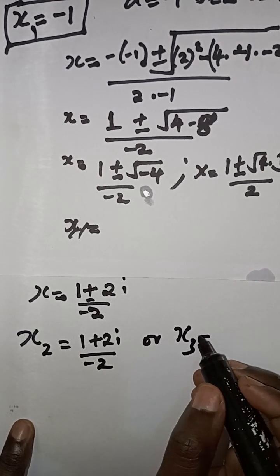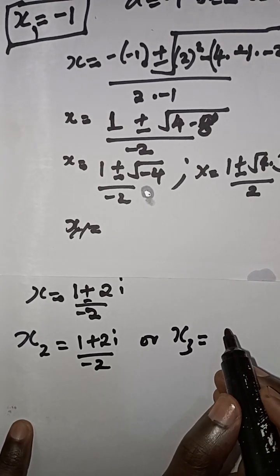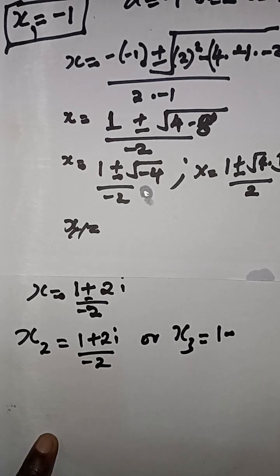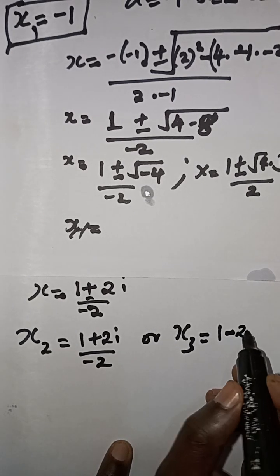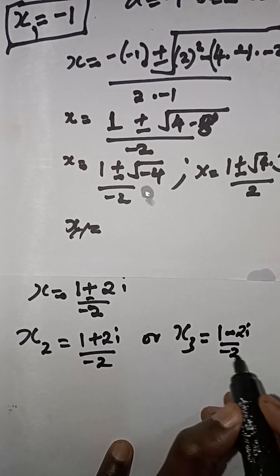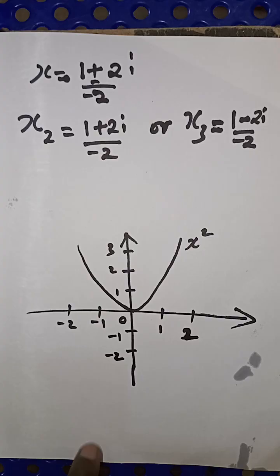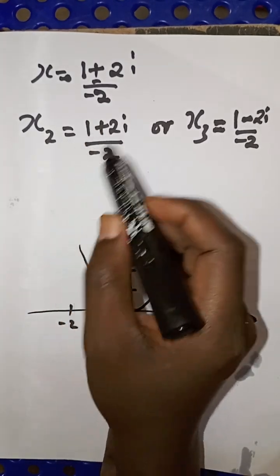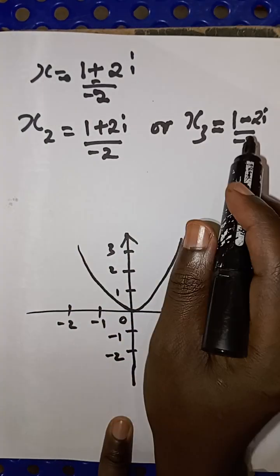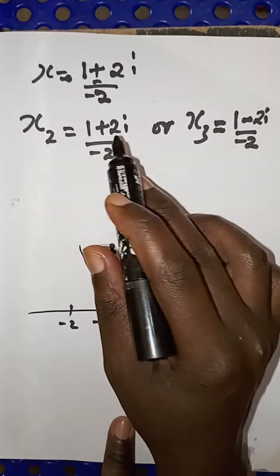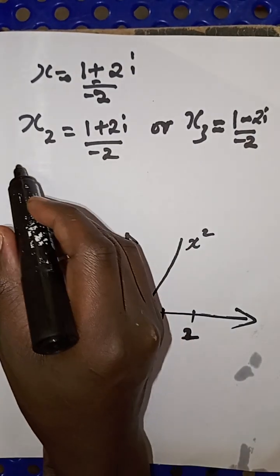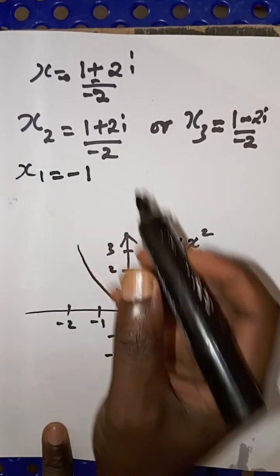The third value of x is going to be, so we have x equals this. That's a complex number, and another x, one is positive, another one is negative. And we also had our x1 equals negative 1.